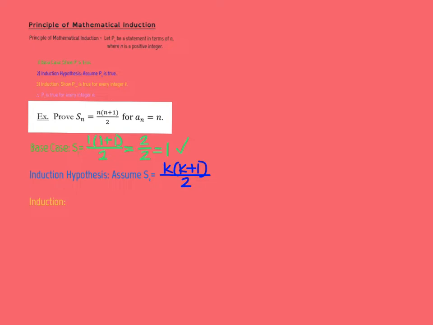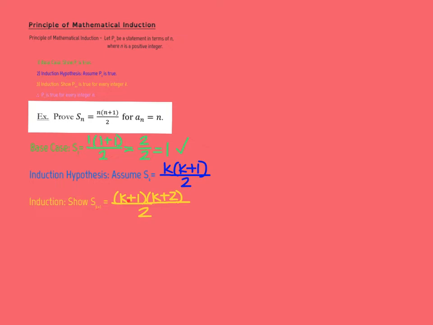Now, who's ready for fun? We're going to go ahead and do the proof by mathematical induction. We have reached our induction step. Remember, the induction step is when we show that our statement is true for the value of k plus 1. Therefore, what I'm trying to show is that k plus 1 times k plus 2 divided by 2 will actually equal the sum of the k plus 1 integers.